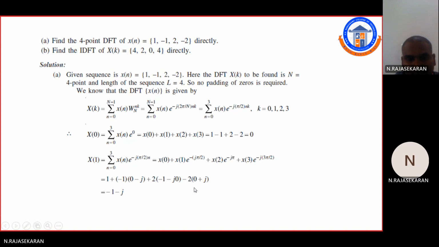Similarly, the function 2 and function 3 will be represented here. Here e power minus j pi means minus 1 plus j0. So minus 1 will be represented here. The third one, 3 pi by 2, is a sinusoidal term coming into the picture because it is 270 degrees in the quadrant form. So we have to substitute 0 plus j. So now add all the values, you will get minus 1 minus j. Okay, so this is your second function.